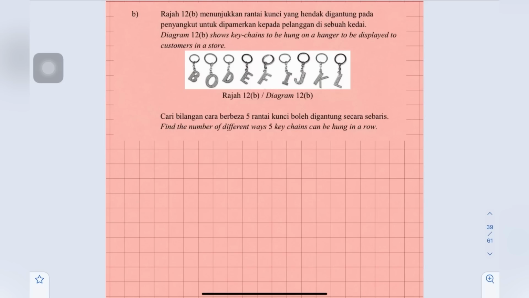B. Diagram 12B shows keychains to be hung on a hanger to be displayed to customers in a store. Find the number of different ways 5 keychains can be hung in a row. Okay, so we are going to arrange keychains, same, use permutation. So arrange 5 from 9, 9P5. The answer will be 15,120 ways.